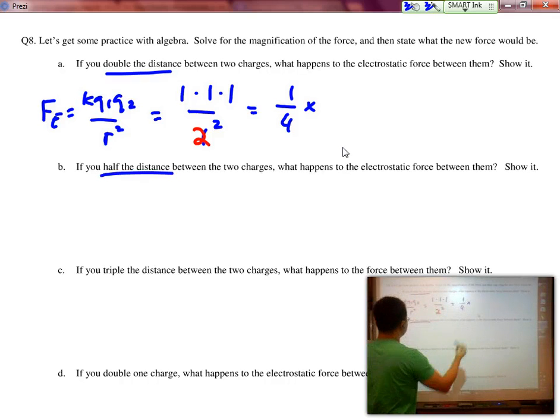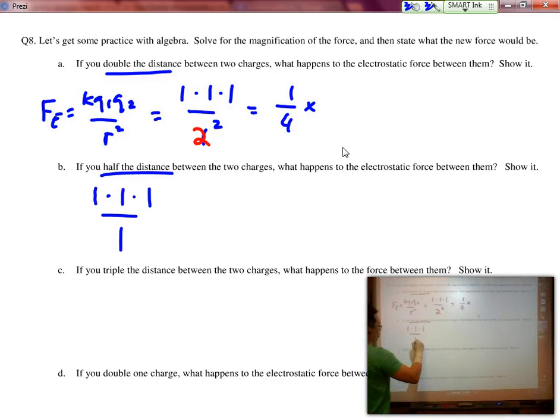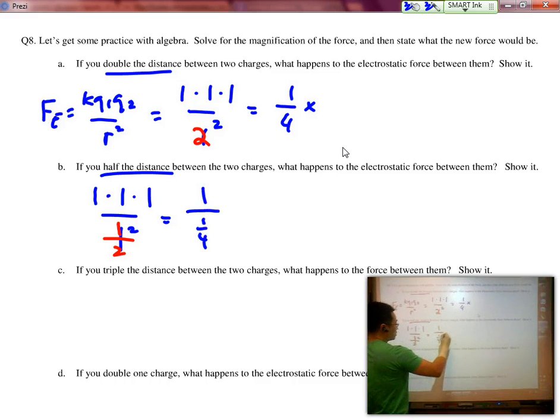That's a very common mistake. Or if I half the distance, I would get 1 times 1 times 1 over 1 squared, but now it would become 1/2 squared. And 1 over 1/4 is the same thing as 4 times greater.